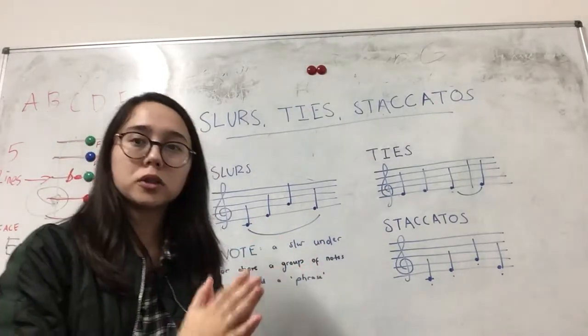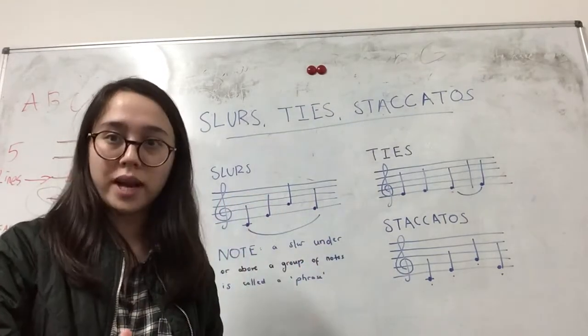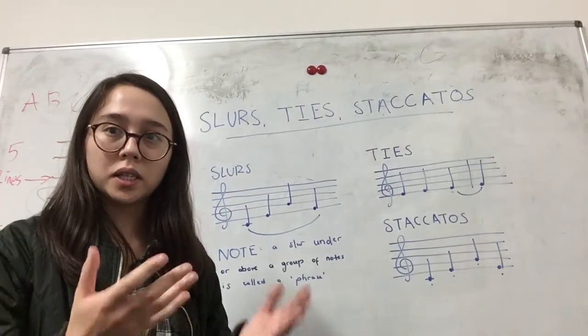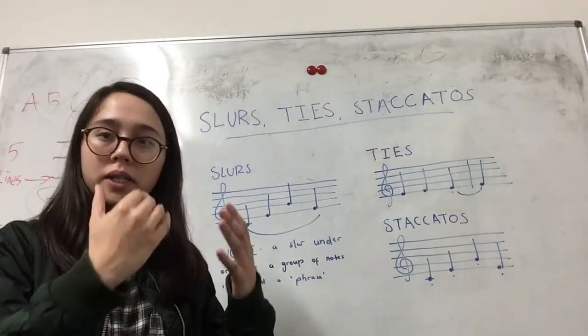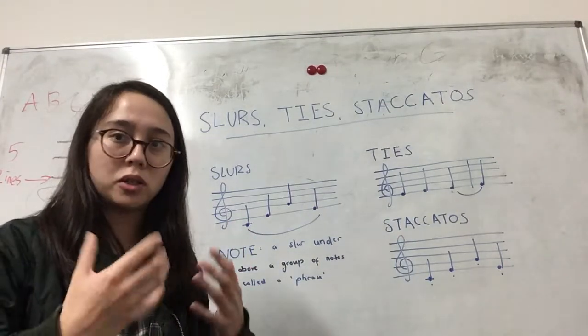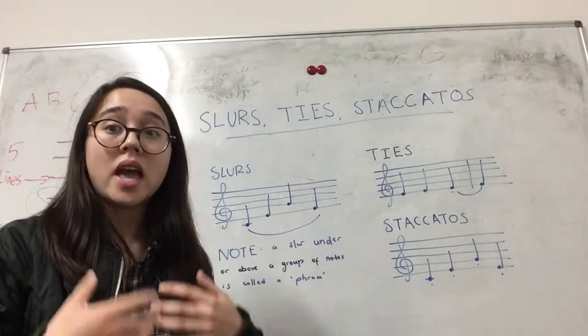Now, the staccatos are what contrasts to the slur. The staccato is basically performed short and detached in comparison to the slur, which is connected and smooth.